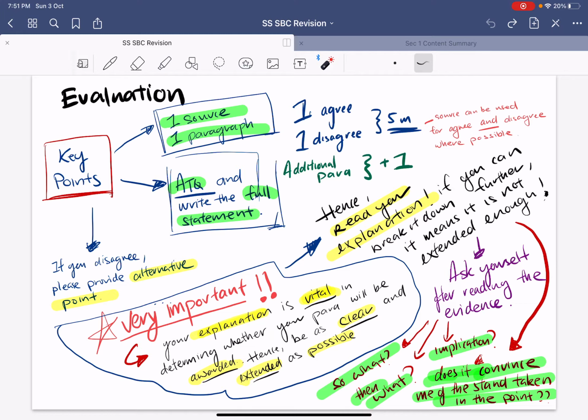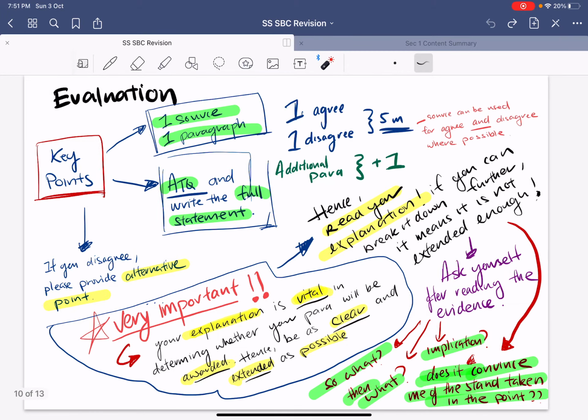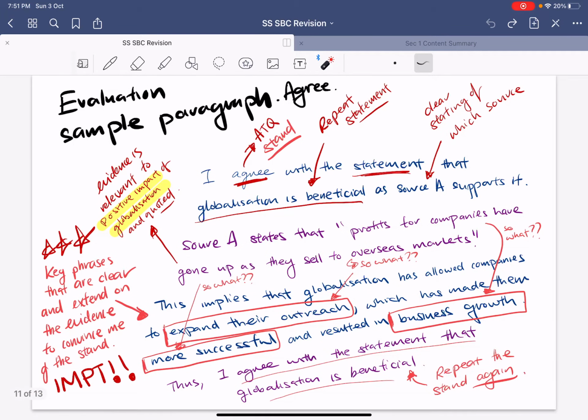So how do I know that my explanation is extended? Just a repeating of the basic inference criteria. I will ask myself, so what, then what, and what is the implication? Read your own explanation. Is it convincing enough of the stand that you took inside the first line, which is your point? Some examples here for the agree paragraph.